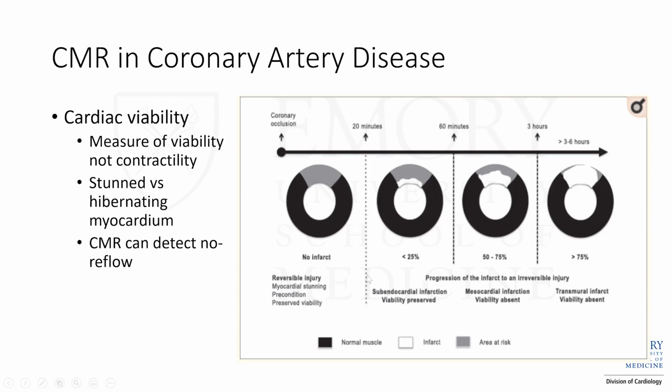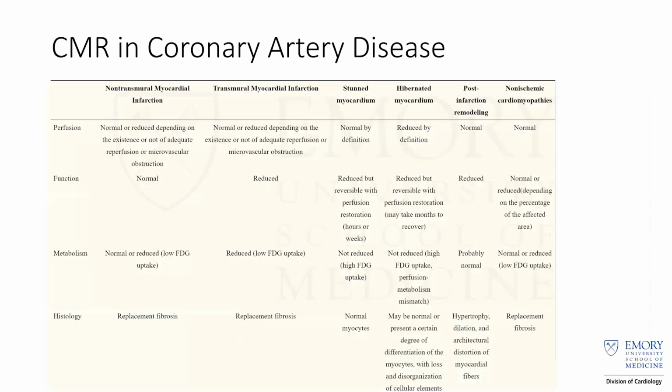So what we'd expect to see on gadolinium LGE in these patients depends on your ischemic time in patients with MI. If you don't have any infarct, we expect to see no gadolinium enhancement. With increasing ischemic time, you have increasing infarct. Once you get past 3 to 6 hours, we typically expect this to be non-viable myocardium with a transmural infarct on gadolinium enhancement images.